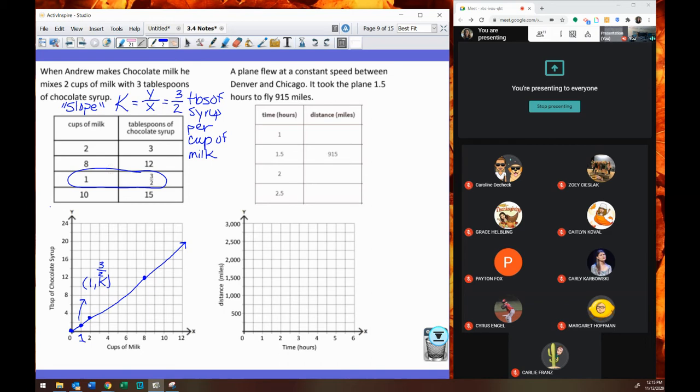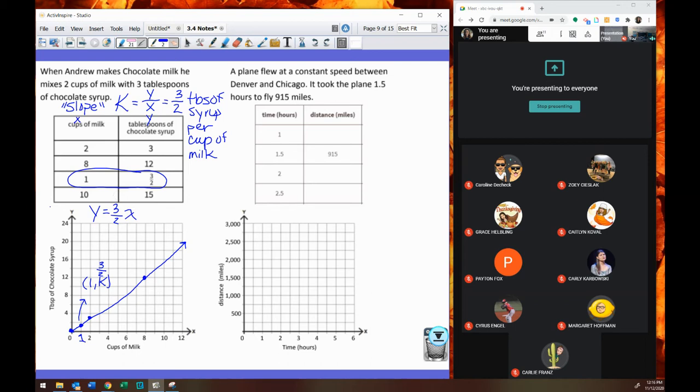When we're talking about writing equations for situations like this, how can I get any number over here? What do I multiply 1 by to get 3/2? 1.5. Right. 2 times 1.5 is 3. 8 times 1.5 is 12. So when we're talking about writing the equation, if we use the letter y to represent tablespoons and the letter x to represent cups of milk, our equation would say that we can get the tablespoons of chocolate syrup by taking that constant of proportionality, or that slope, or that rate of change, it's all the same thing. In this case, it's 3/2, multiplying it by the cups of milk.